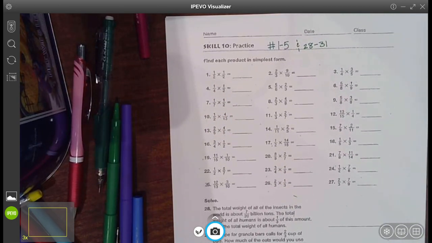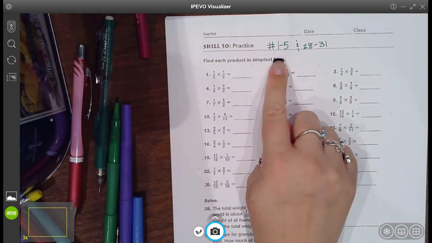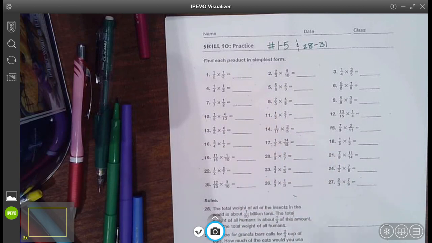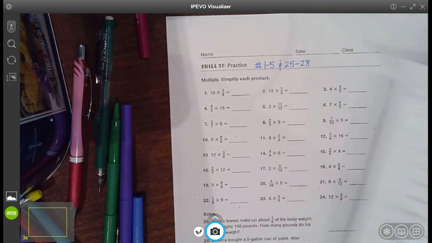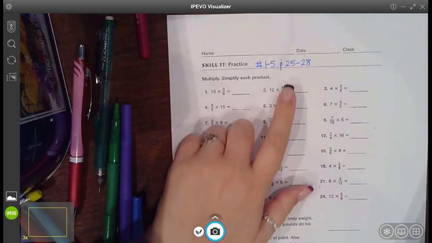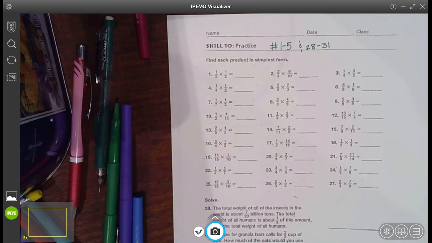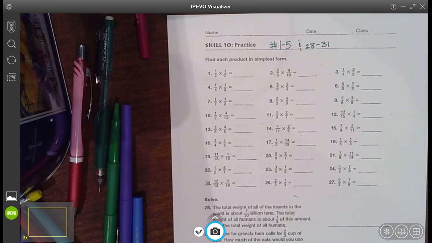Today we are getting some homework assigned that is practice with adding fractions and then adding fractions and whole numbers. So please pay attention. You're not doing all of them. You're just doing 1 through 5 and 28 through 31 on skills 10. And then you're only doing 1 through 5 and 25 through 28 on skills 11. Okay, so let's go ahead and see what this will look like.